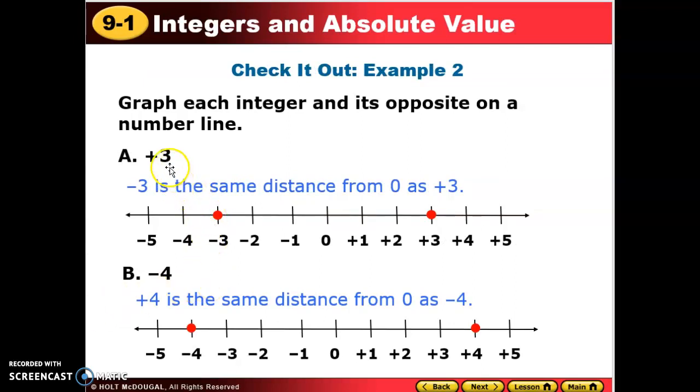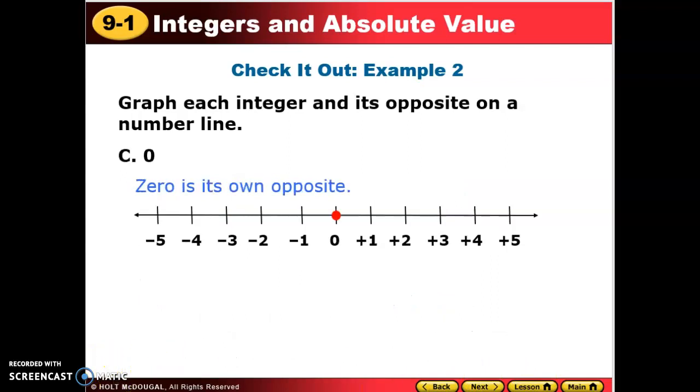Let's see. They have +3 here. It's 3 spaces from 0, going 3 spaces negative is the -3. And same with -4. You start here, it's 4 spaces away from 0. Now go in the other direction, you're going to have +4. Okay, and then you have 0, and it's its own opposite. So 0 is just 0, so that's all you'd have. Okay, so that is the beginning of this lesson.